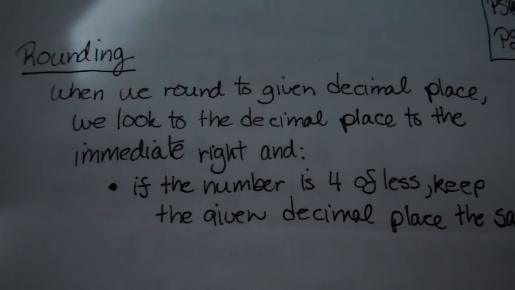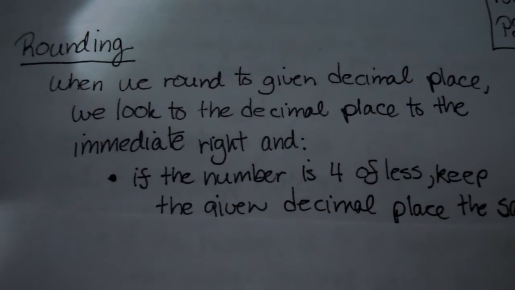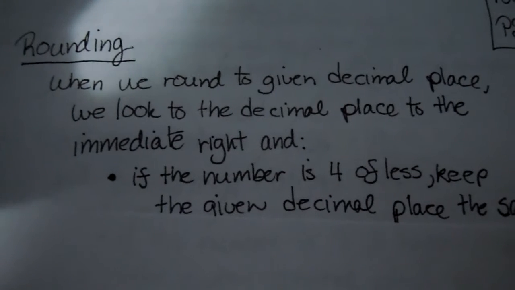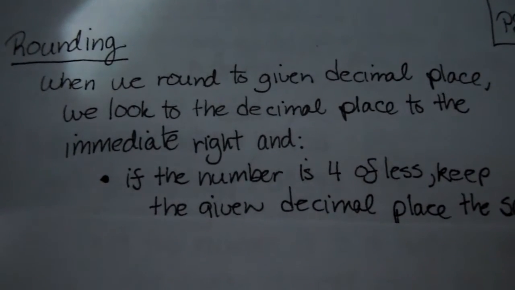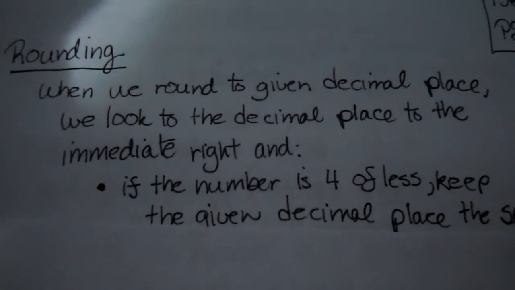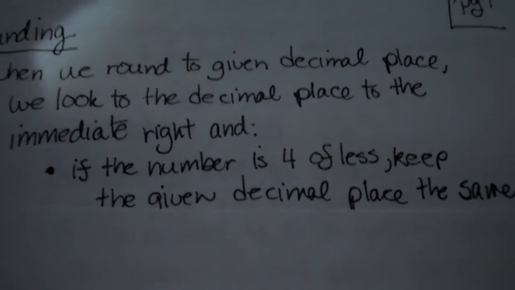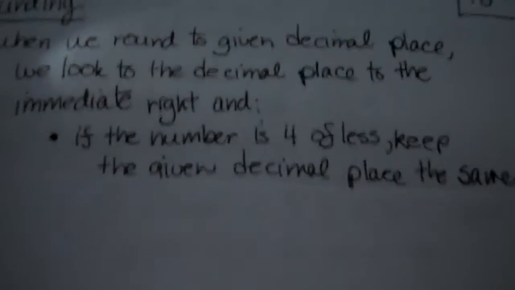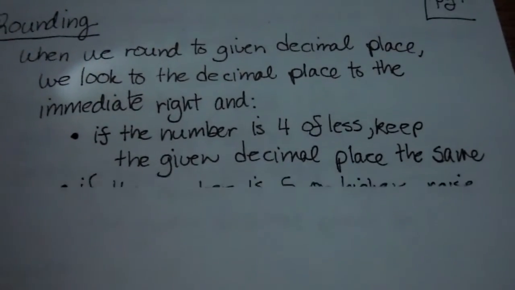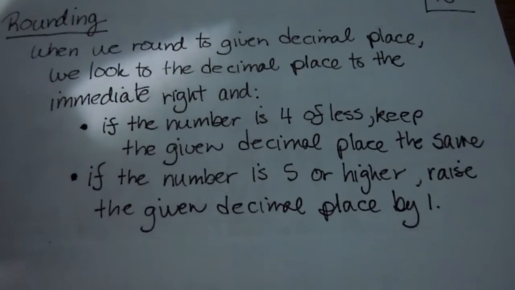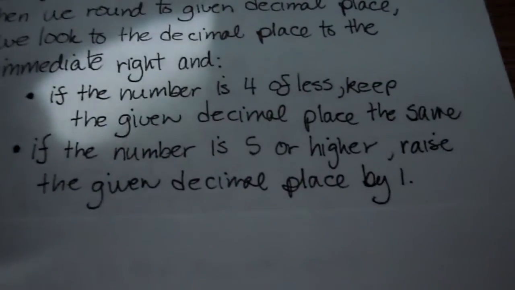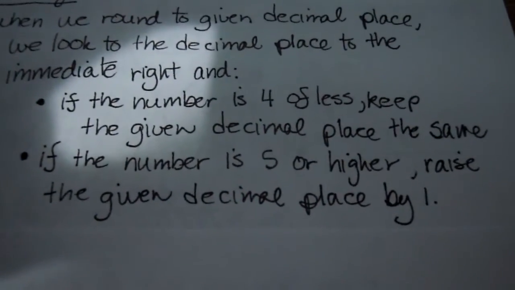So we're going to look at problem set 44, and we're going to start with rounding. And when we round to a given decimal place, we look to the decimal place to the immediate right. And if the number is 4 or less, keep the given decimal place the same. If the number is 5 or higher, we're going to raise the given decimal place by 1.